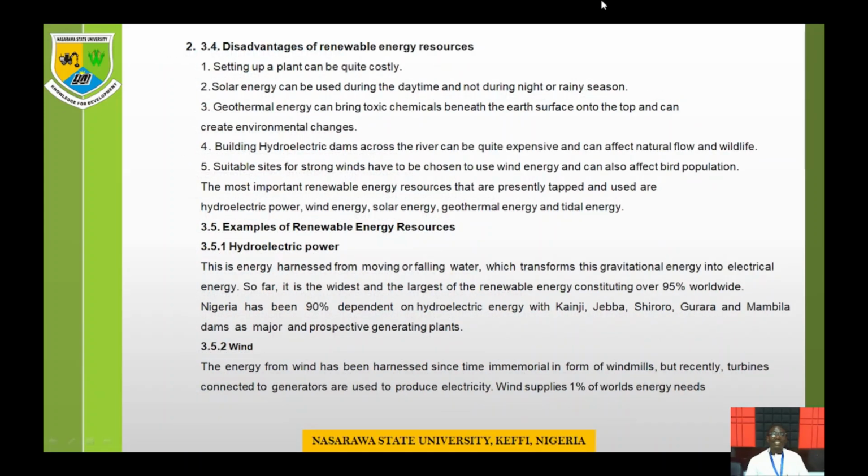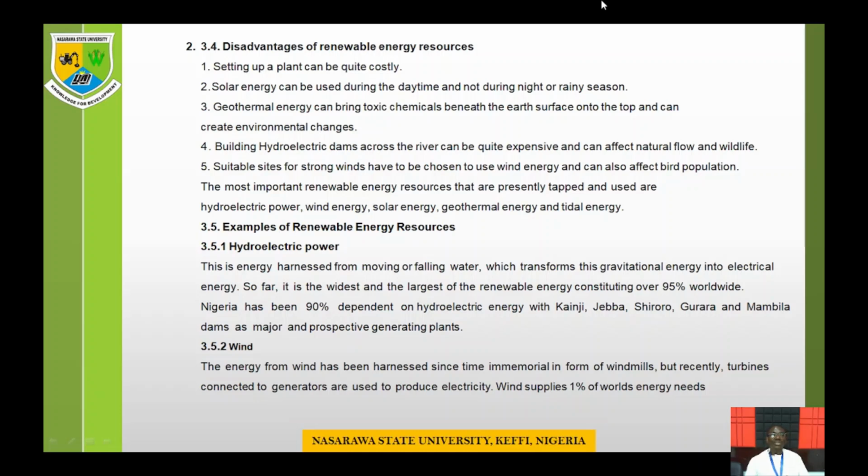Now, the disadvantages of renewable energy resources. Number 1, setting up a plant can be quite costly. Example is in Nigeria here. Since the last time the Kainji Dam was built, it has not been able to build the next since then. 2, solar energy can be used during the daytime and not during the night or rainy season. That's a major disadvantage.